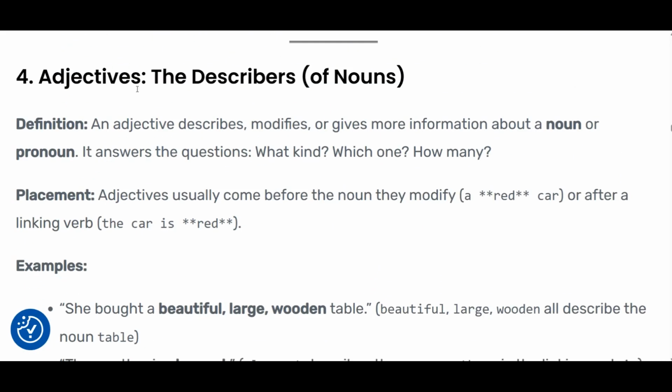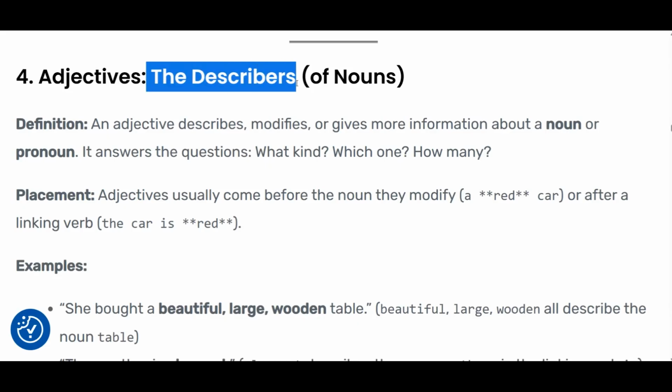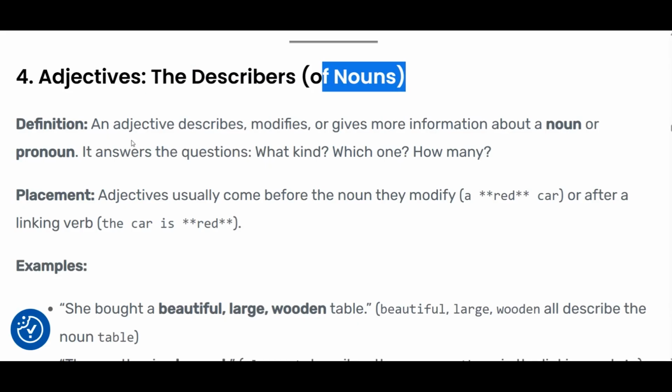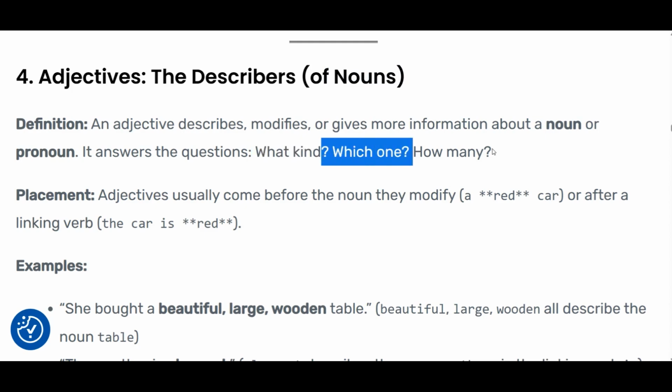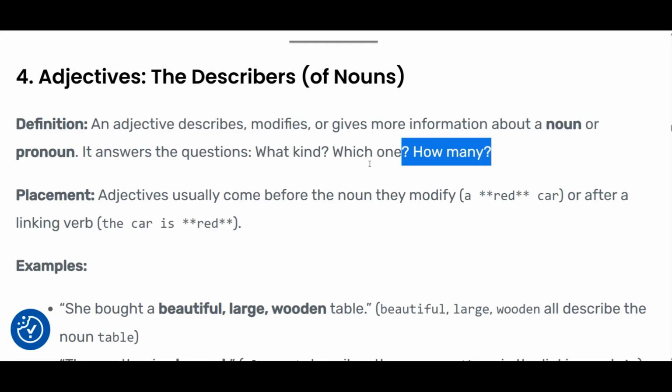Then we have adjectives. Adjectives are the describers of nouns. The definition: an adjective describes, modifies, or gives more information about a noun or pronoun. It answers questions like what kind, which one, how many. As for placement, adjectives usually come before the noun they modify, for example, a red car, or after a linking verb, the car is red.